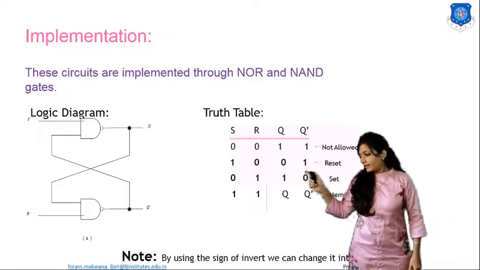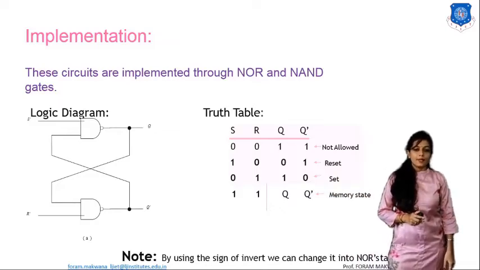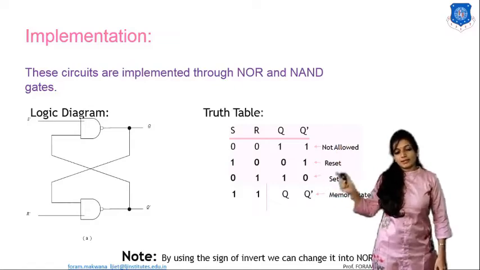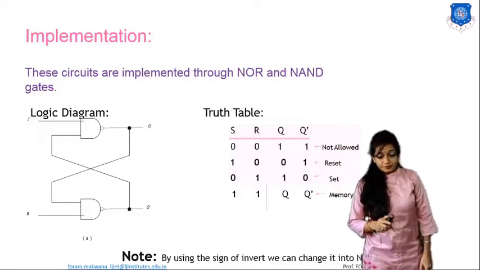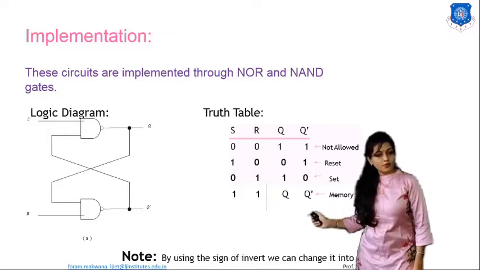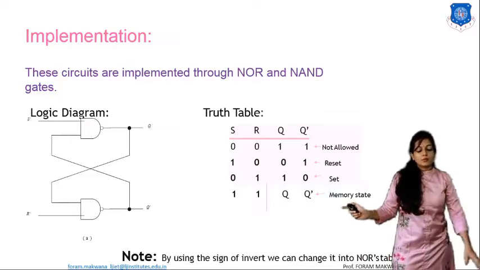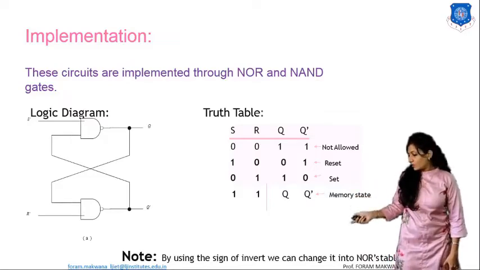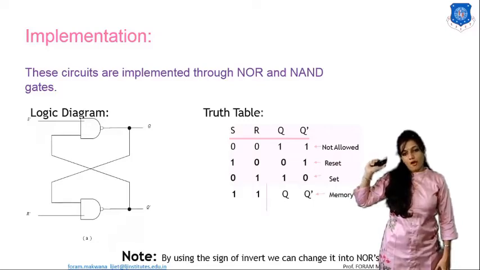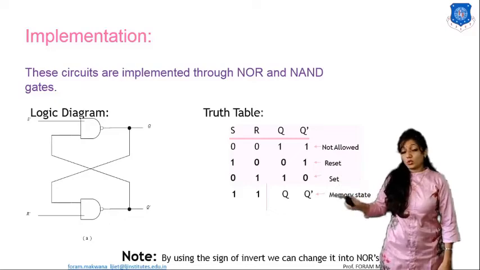So consider the second case. S is equal to 1, R is equal to 0. Now what to do? Apply S equals 1 and R equals 0. You will get Q dash equal to 1 because if any of the inputs is 0, my output at that corresponding NAND gate is 1. So Q dash is equal to 1 and Q is equal to 0. Alright, that's why over here Q is equal to 0, Q dash is equal to 1.